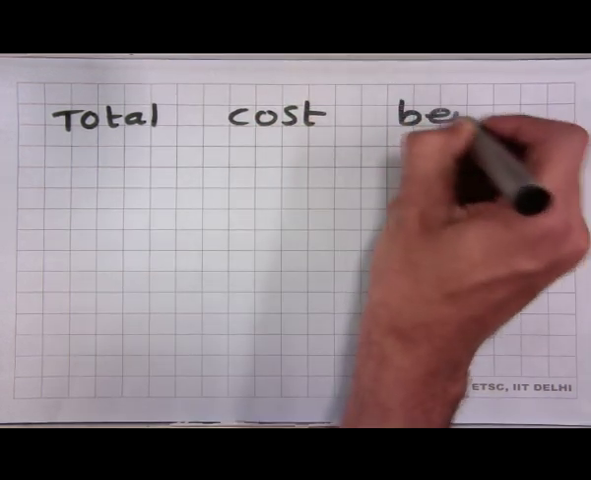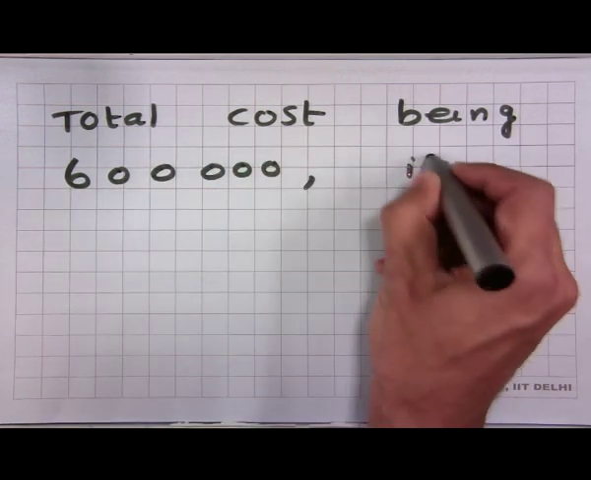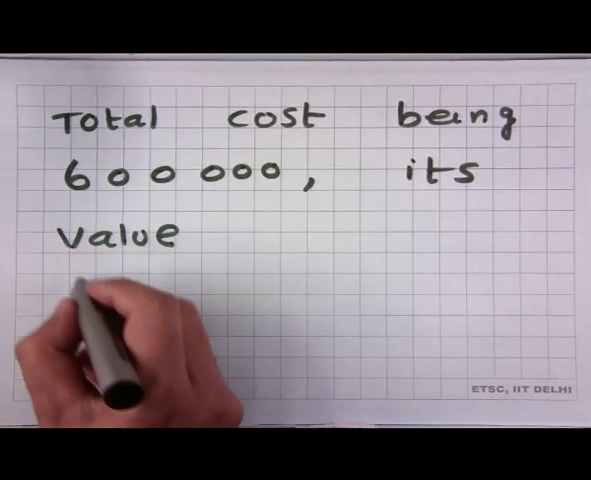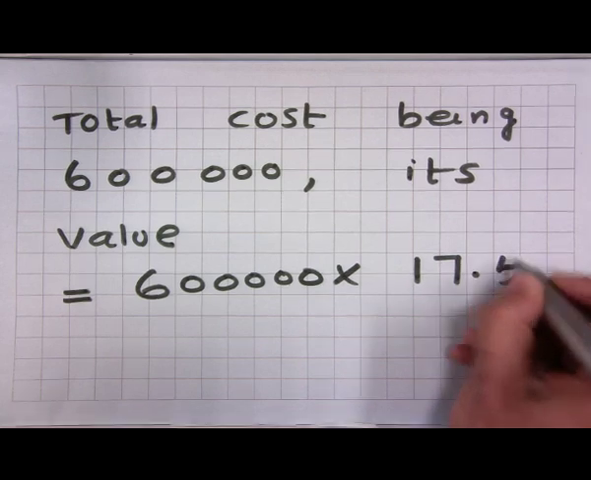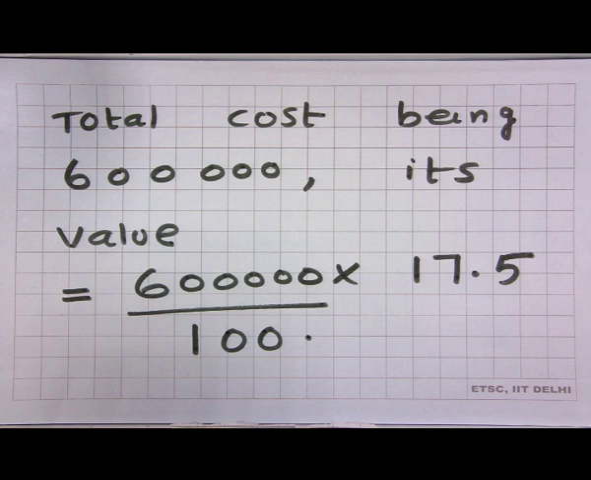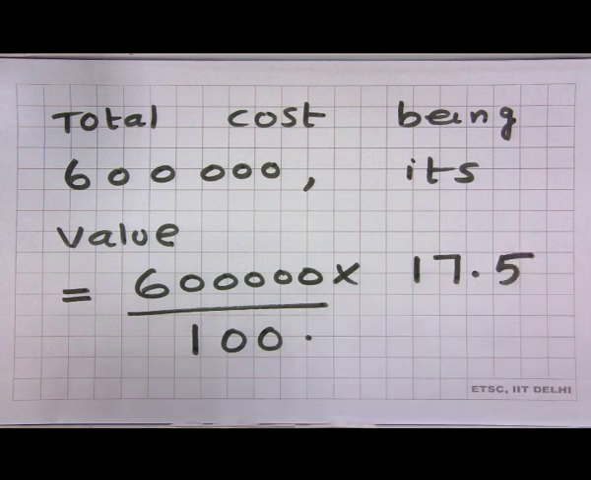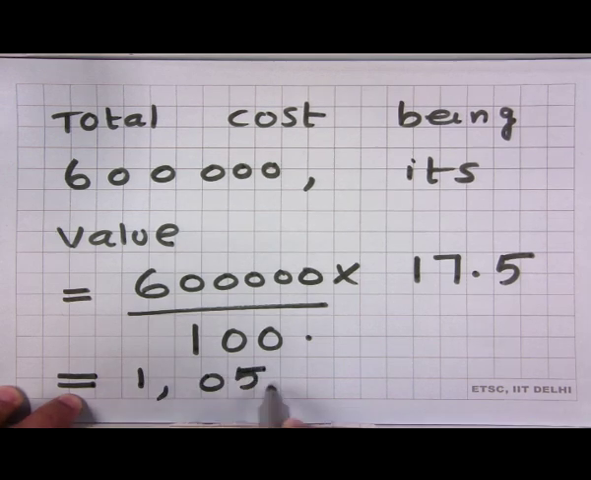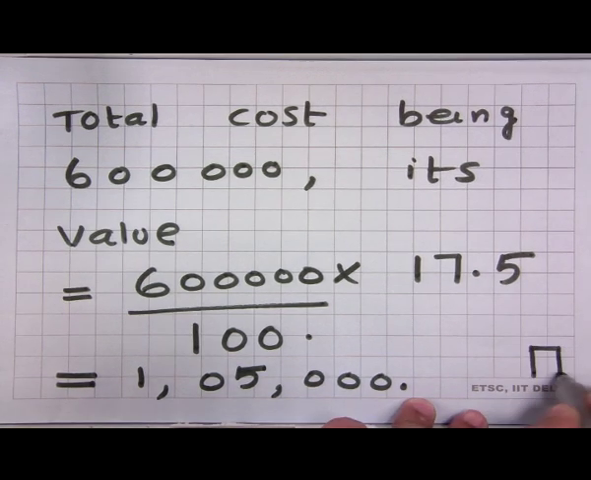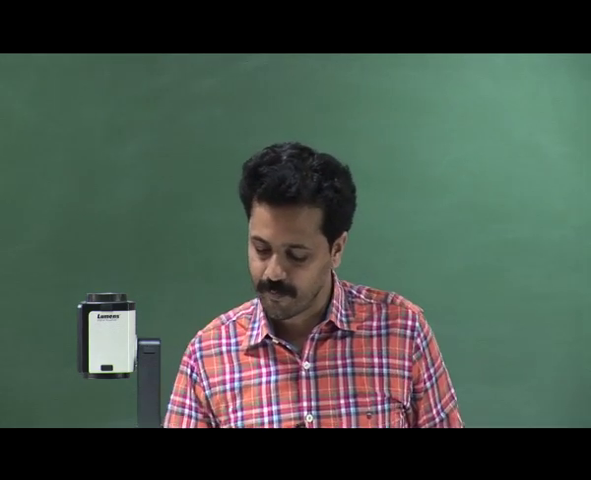Total cost being 6 lakh, its value at the end of 10 years would be 6 lakh into 17.5 by 100. This is because 17.5 is the depreciation if the cost is 100. Therefore, 17.5 by 100 is the depreciation if the cost is 1 rupee. Multiply it with 6,00,000, the actual cost. This can be simplified to 1,05,000. This completes the solution. Let us proceed with few more problems.